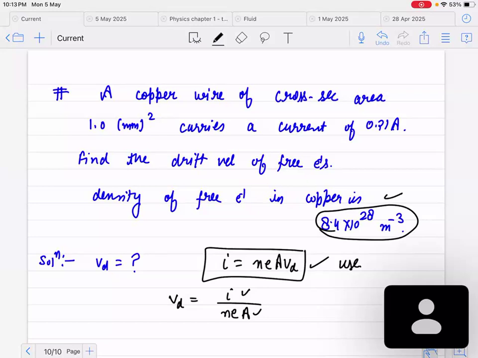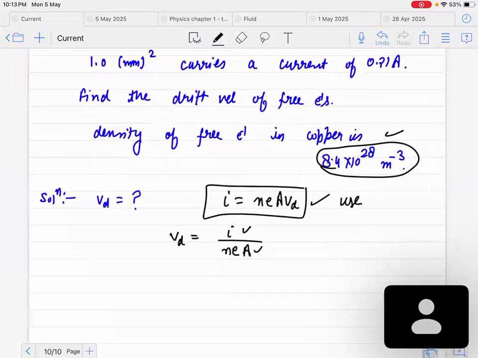Should I proceed? So it's 0.21 divided by 8.4 into 10 to the power 28 into 1.6 into 10 to the power minus 19. The final answer will be this. You can verify at home.